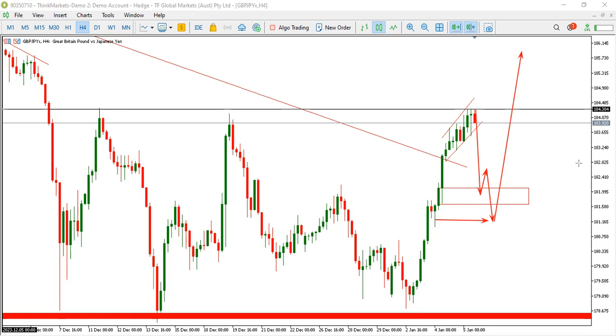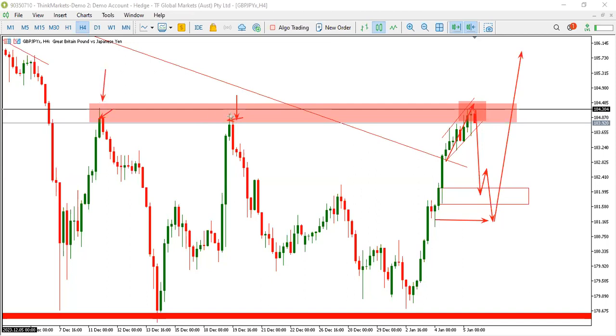Now, if you check here, we have this rejection here, all right? We have this rejection here. Now, what happened? As you have this rejection here, what happened? It has been filled up by this move here. If we take a box from here down to this, you see that this up push here has filled up these two rejections that we have here. So that is basically how the market moves.